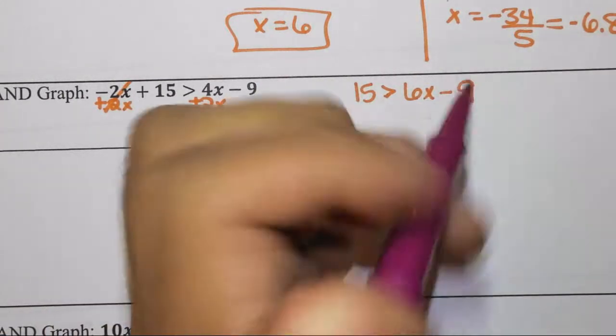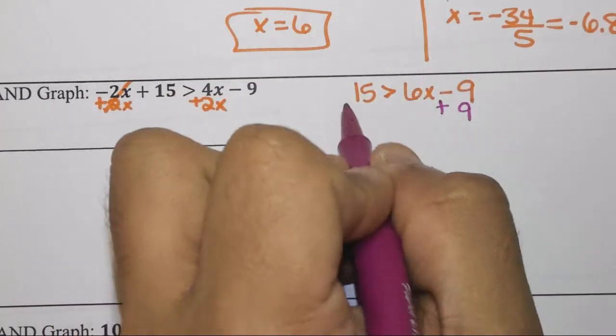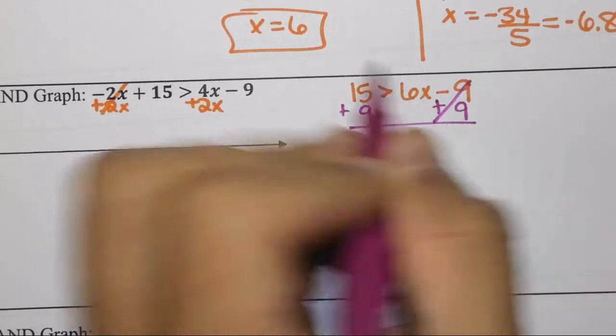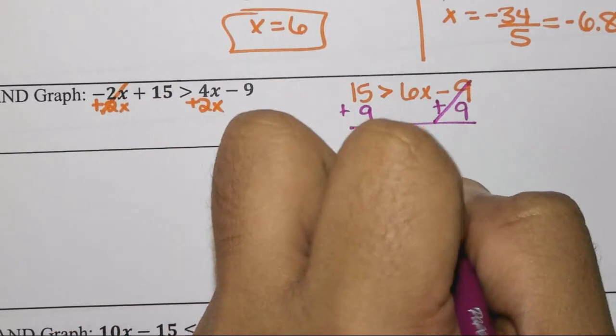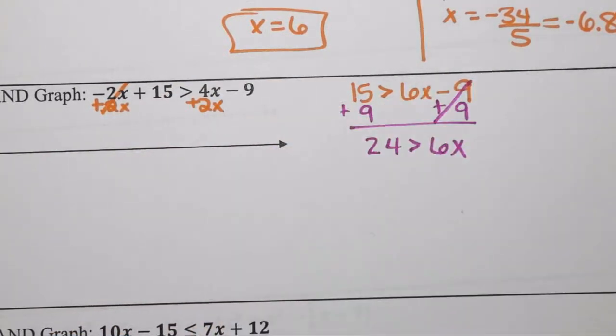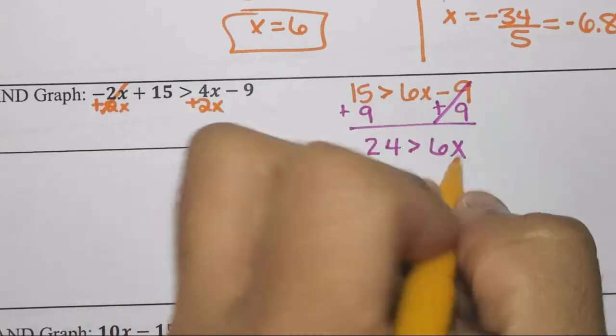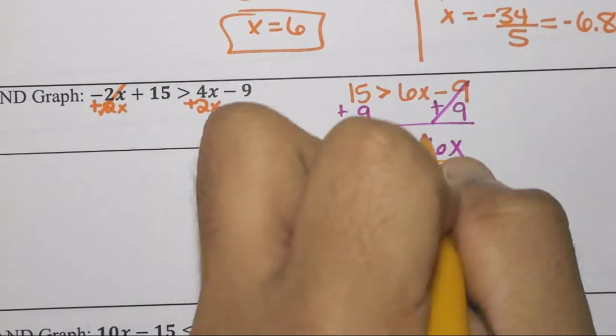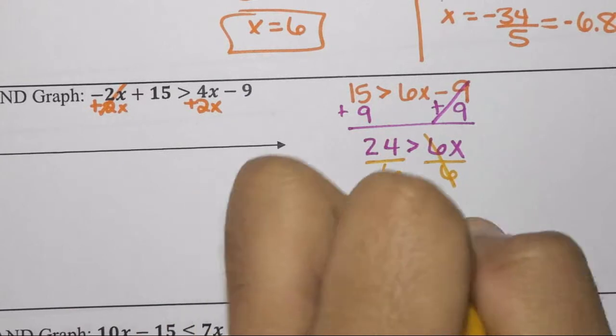Then you want to add 9 to both sides. So you get 24 is greater than 6x. And then you divide by 6. So you get 4 is greater than x.